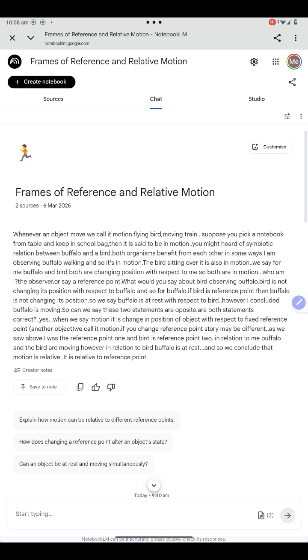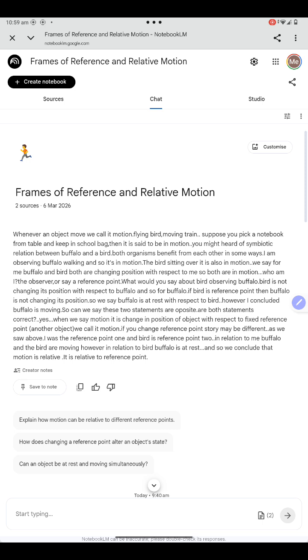So here I have taken an example of a symbiotic relation between a buffalo and a bird. Suppose a bird is sitting on the buffalo and the buffalo is moving. You know that this is a very clear and good example of symbiotic relation where both the organisms benefit from each other. But how to use this here in motion? Actually, what we are going to learn is the reference point, the observer, and the motion of the object.